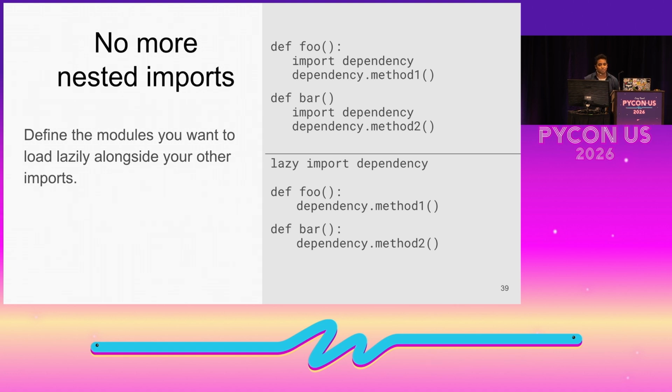Does a lazy import work with optional dependencies where the package is not even installed, or do we still have to use a nested import? That should work, because it's only going to create the proxy, and it will only crash if you try to access it. Thank you.